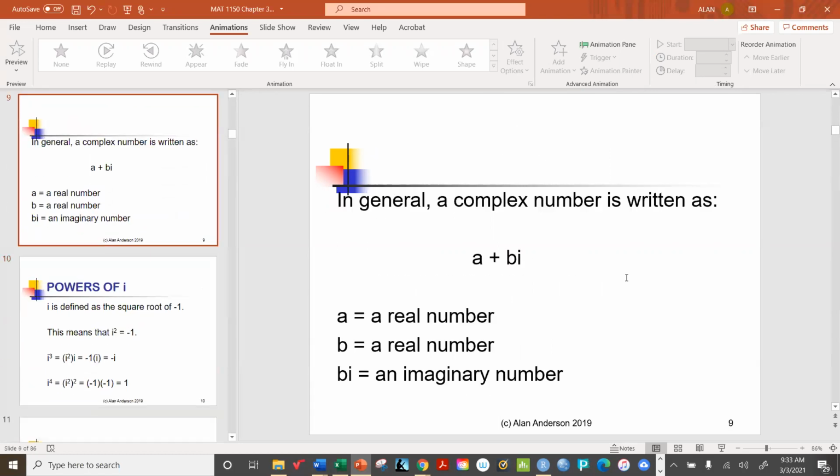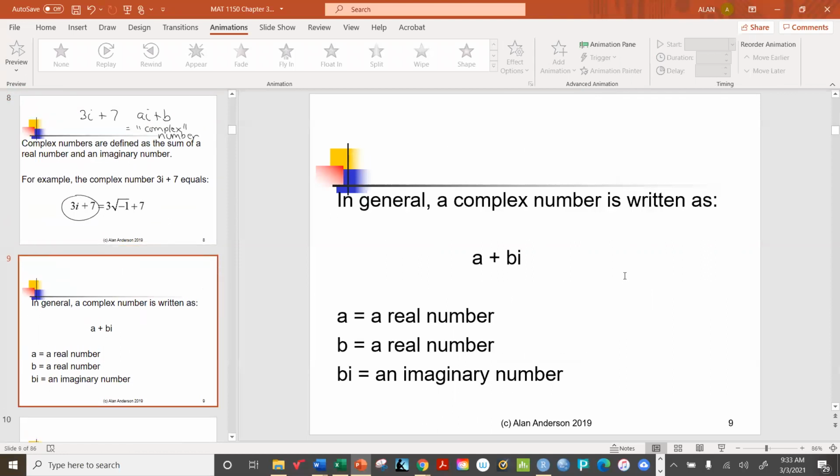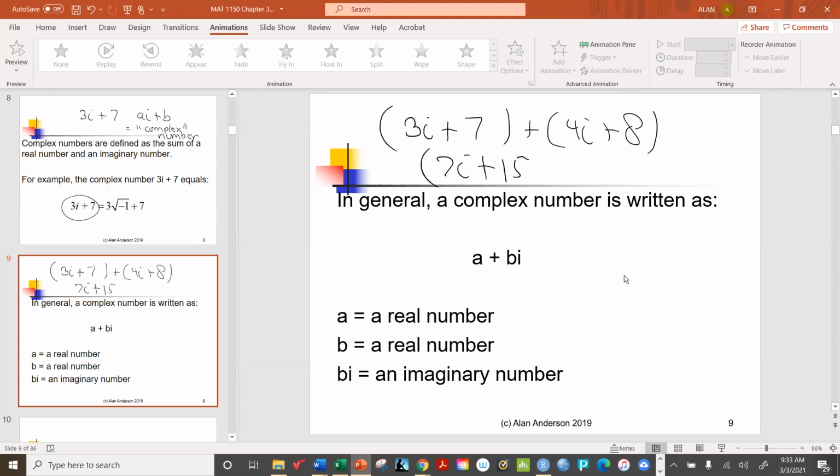As far as addition and subtraction goes, let's say you had something like 3i plus 7, and you wanted to add it to, let's say, 4i plus 8. Well, it's pretty clear that you end up with 7i plus 15, so there's no problem there. But when it comes to multiplication, the results will occasionally surprise you.